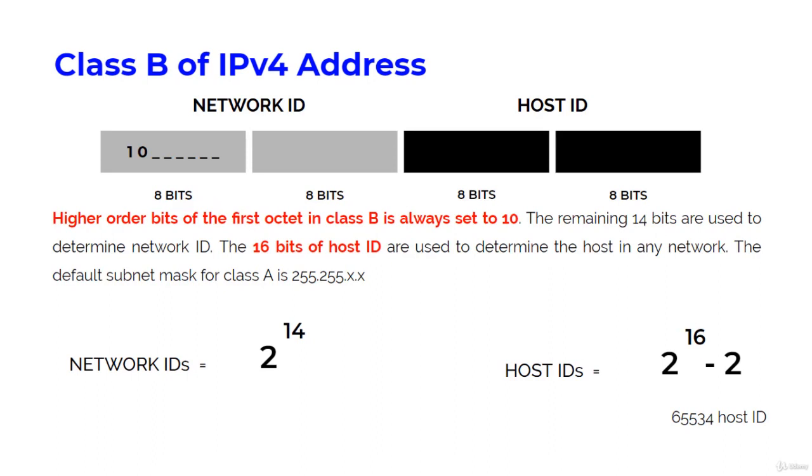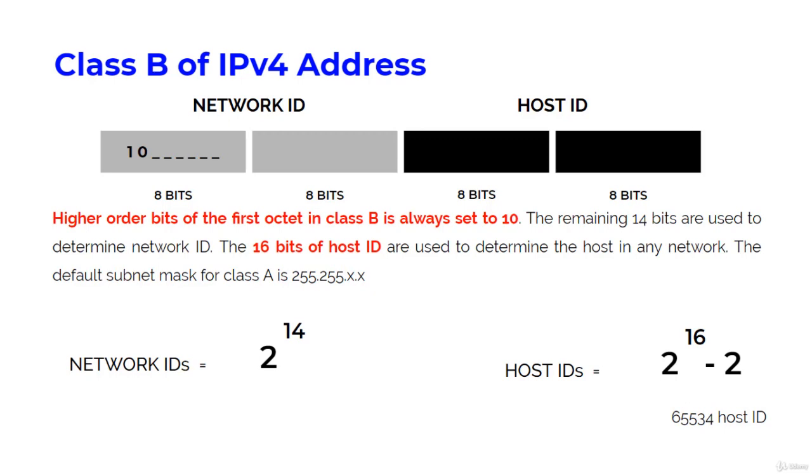The next is class B. IP addresses belonging to class B are assigned to networks that range from medium-sized to large-sized networks. The network ID is 16 bits long and the host ID is 16 bits long. The higher order bits of the first octet in class B are always set to 1, 0. Therefore, there are 14 bits remaining which are used to determine the network ID. The 16 bits of host ID are used to determine the host in any network.